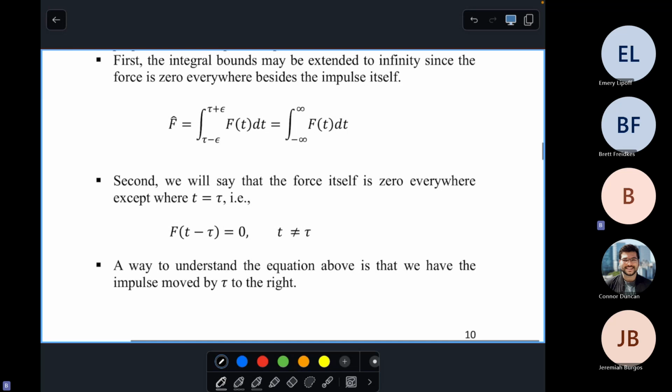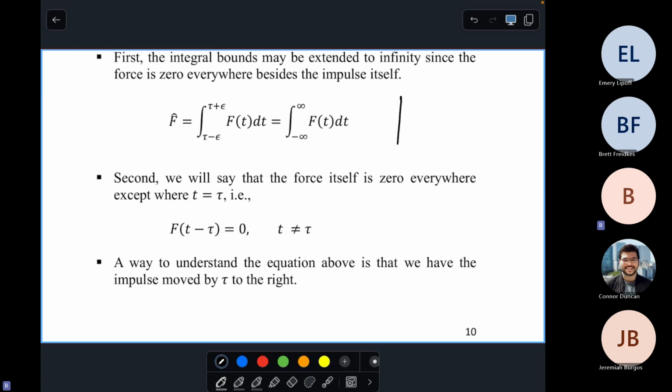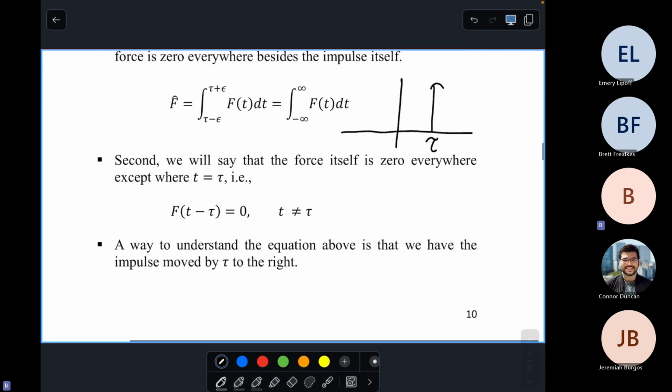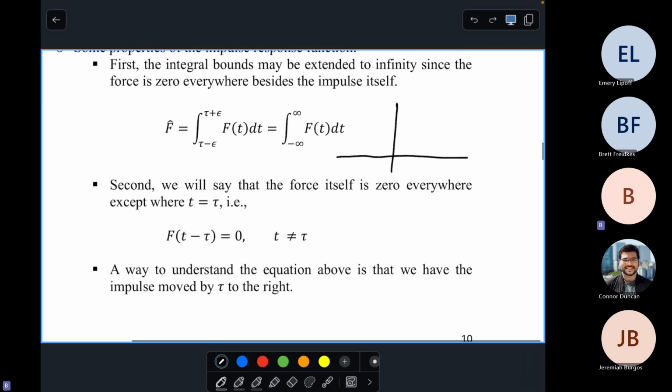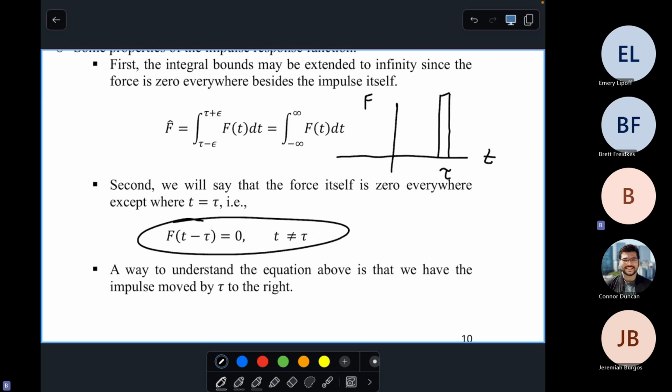So what we learned is that if I were to plot the impulse, I might have some impulse at some time tau. You know what I'll do? Because this is not direct delta. This is some general impulse. This is force versus time. Here's some impulse that I have centered at tau. And don't forget, we write that like this, where we shifted it to the right, f of t minus tau. That minus tau is a shift in time.